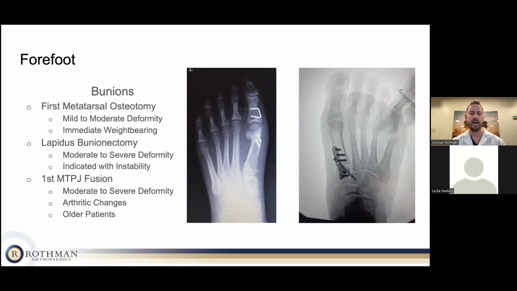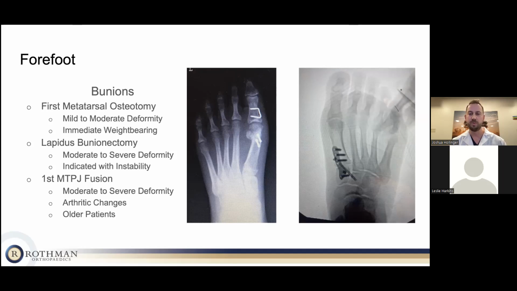The third procedure I have listed here, I don't have a picture of, we're going to talk about that later. It's called the first metatarsophalangeal joint fusion, and that's where we actually fuse the great toe joint. So we remove the motion there, but we're basically definitively making sure that both that angle doesn't increase and the big toe doesn't continue to drift over into the second toe.